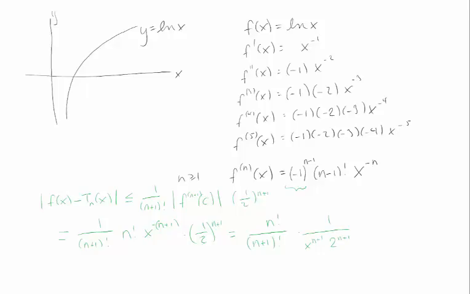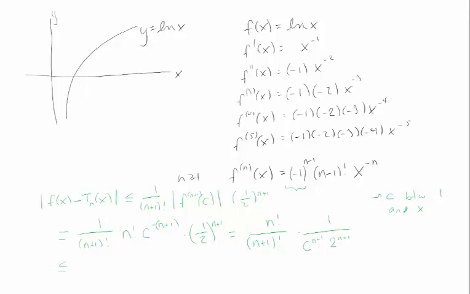Now I need to bound this. I don't know what, oops, all those x's should have been c's. So I need to bound this. If I don't know what c is, I just know that c is somewhere between the center of my Taylor polynomial, my a, which is 1, and x, where x is somewhere between 1/2 to 1. So let's think about how I can bound this. What I want is an upper bound. I want to say that my error is no worse than this.